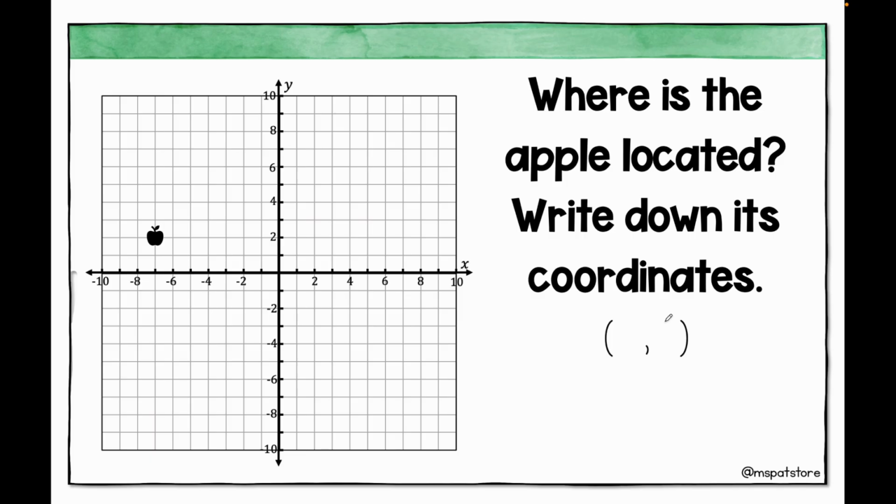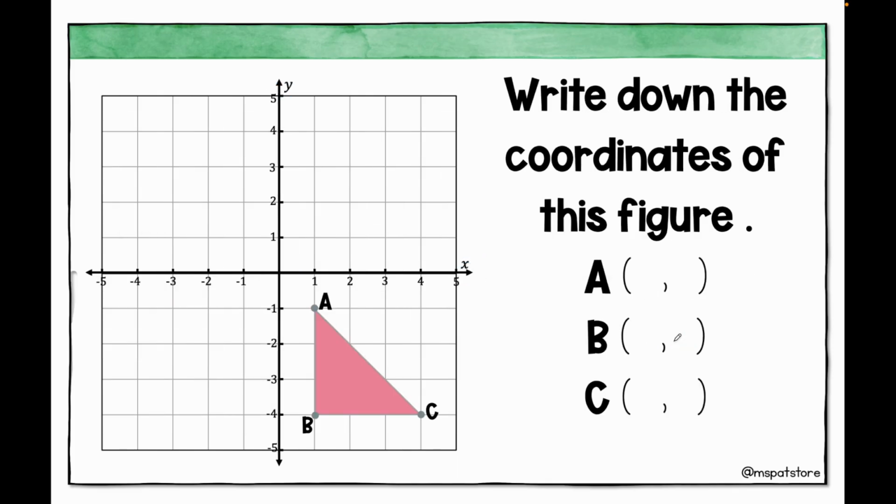How about this apple? Pause the video and try to write the coordinates by yourself. All right, we always need to start with the x-axis. The number that is between -6 and -8 must be -7. So this apple is located at -7 in x and +2 in y.